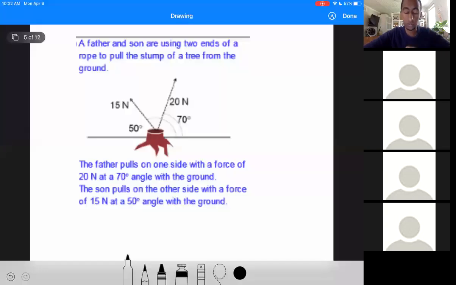A father and a son are using two ends of a rope to pull the stump of a tree from the ground. The father pulls one side with the force of 20 newtons, so this is the father, pulling the tree at a 70-degree angle with the ground. The son, this is the son, pulls the other side with a force of 15 newtons at a 50-degree angle from the ground. And the question is, if the tree stump was to come out, what angle would it come out in, and at what force would it come out?